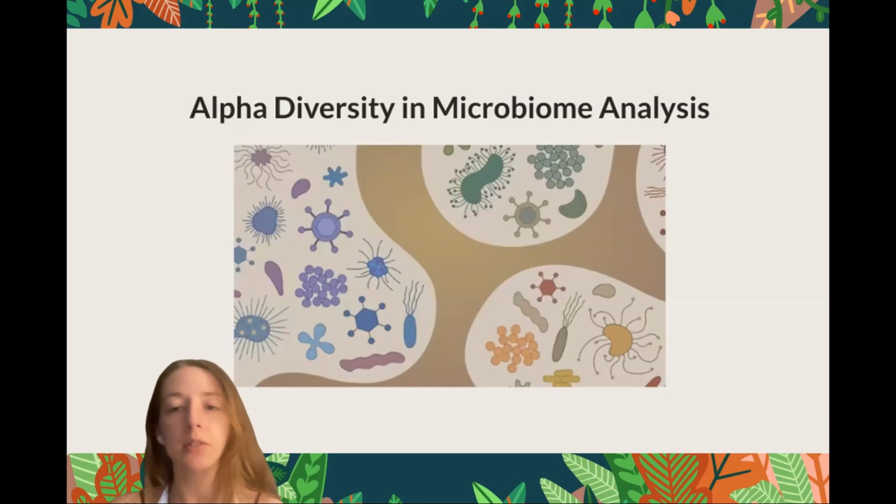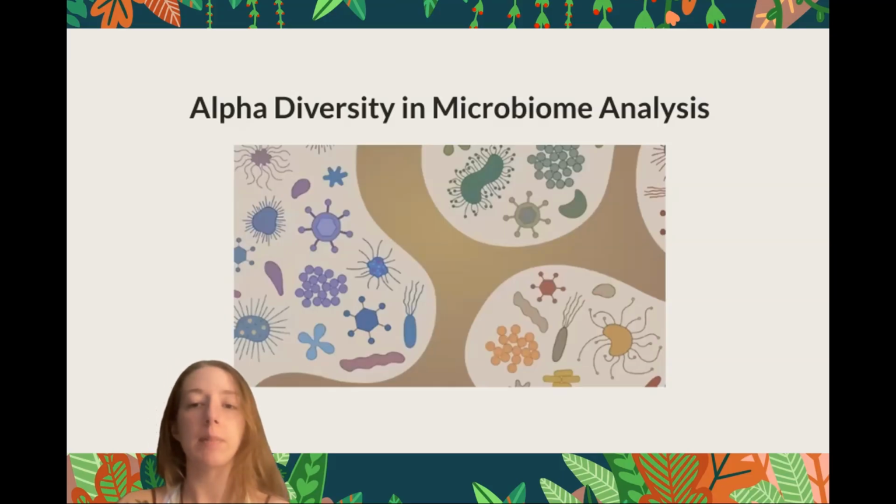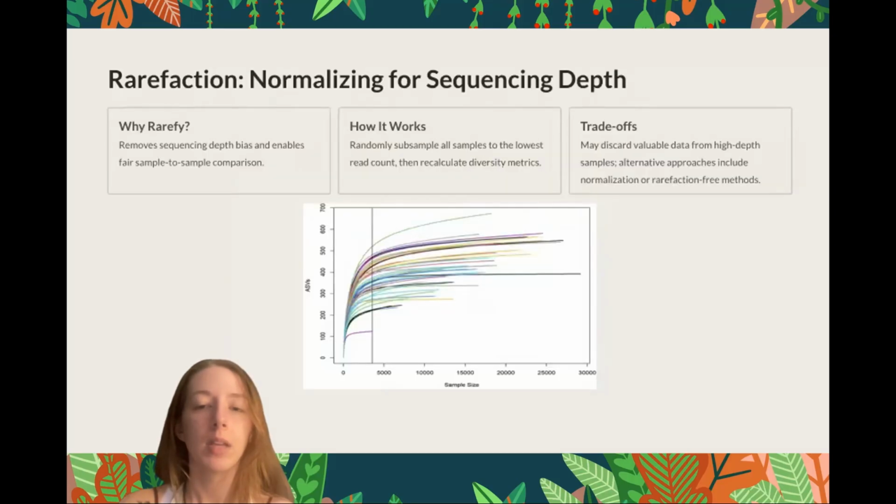And so our goal today is to understand what each metric of alpha diversity is measuring mathematically, what assumptions are there, and then how to basically interpret each type of alpha diversity. Before interpreting diversity, though, we have to think about sequencing depth and rarefaction.